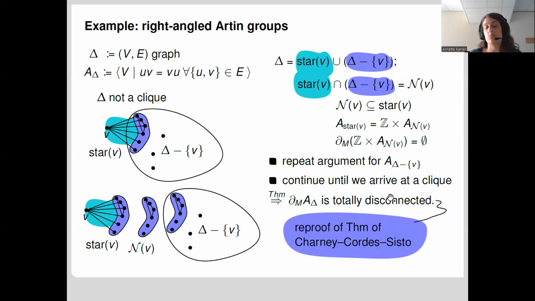This is a reproof of a theorem of Charney, Cordes and Sisto. They show something more general, namely they also show what topologies can arise. They show that there are just four possibilities. Either the Morse boundary is empty, or it consists of 2 points, or it is a Cantor space, or an omega Cantor space. And they characterize exactly when you have which topology. But I think this is a nice way to see how graph decompositions can tell us something about the Morse boundary of the resulting group.